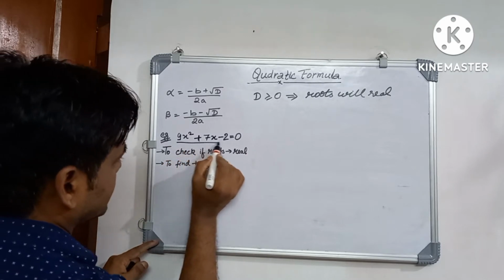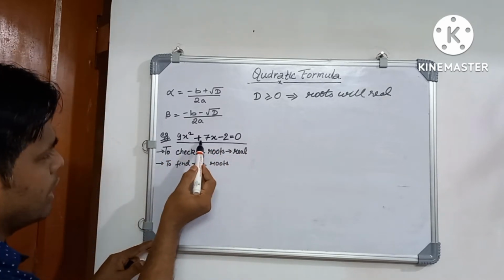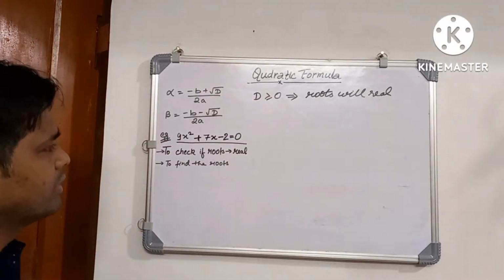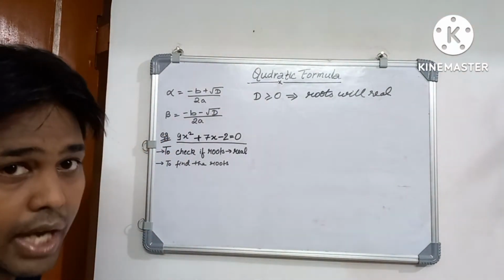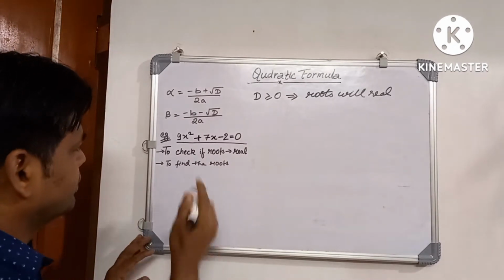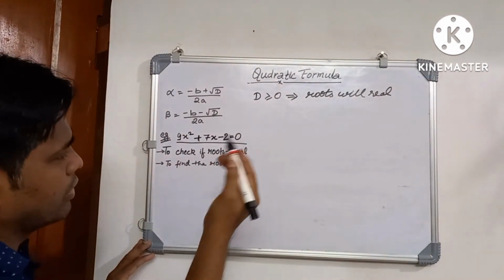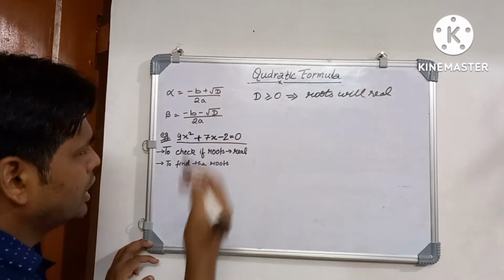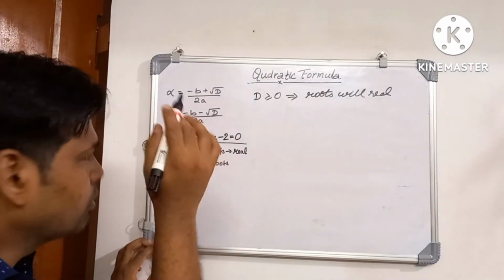Here I have taken the example 9x square plus 7x minus 2 is equal to 0. Now we have been given two different problems to consider while solving. The first one is to check whether the roots are real or not, and the second is to find out the roots of the given quadratic equation.